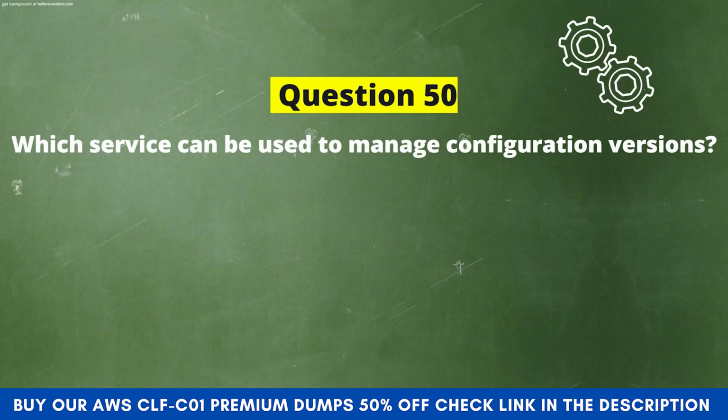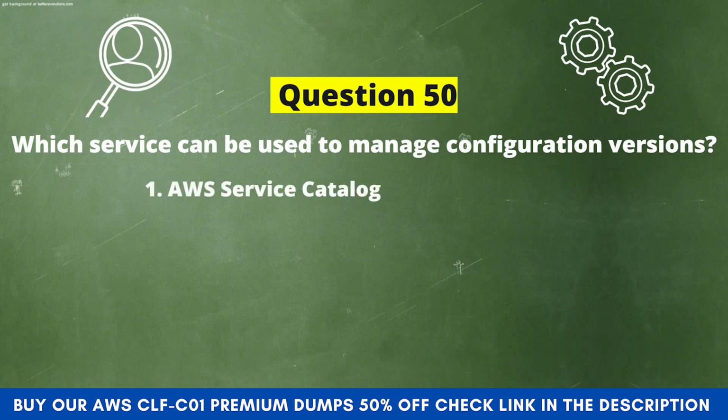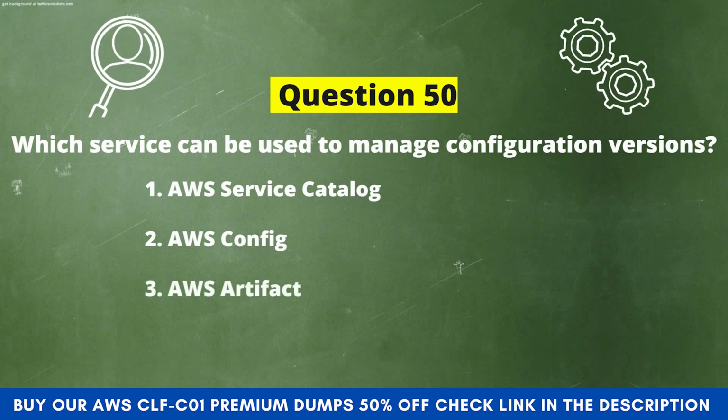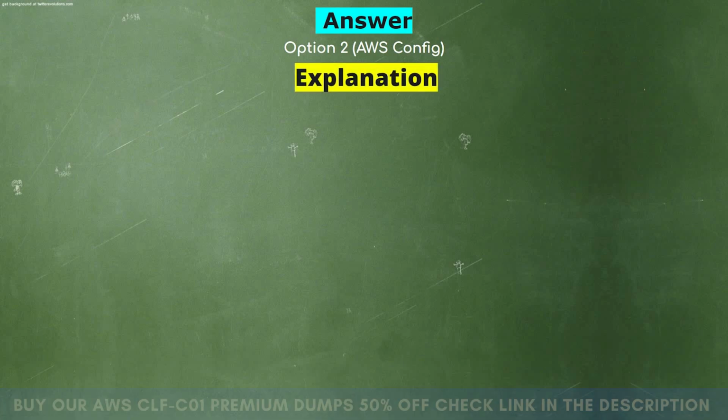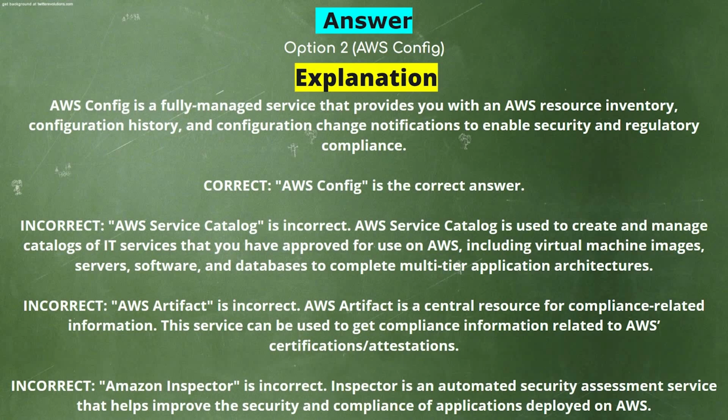Question 50. Which service can be used to manage configuration versions? Now the options are: Option 1, AWS Service Catalog. Option 2, AWS Config. Option 3, AWS Artifact. Option 4, Amazon Inspector. And the correct answer is Option 2, AWS Config. Explanation: AWS Config is a fully managed service that provides you with an AWS resource inventory, configuration history, and configuration change notifications to enable security and regulatory compliance. AWS Config is the correct answer.